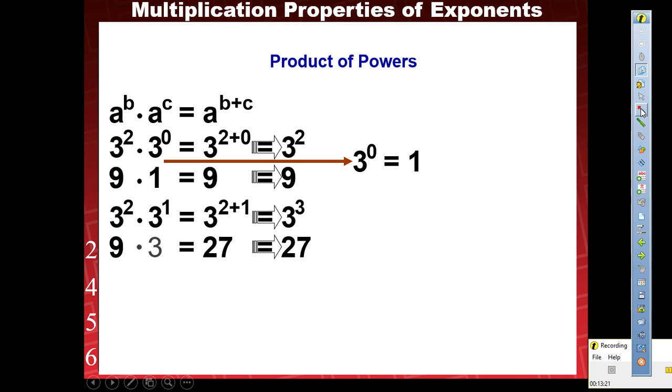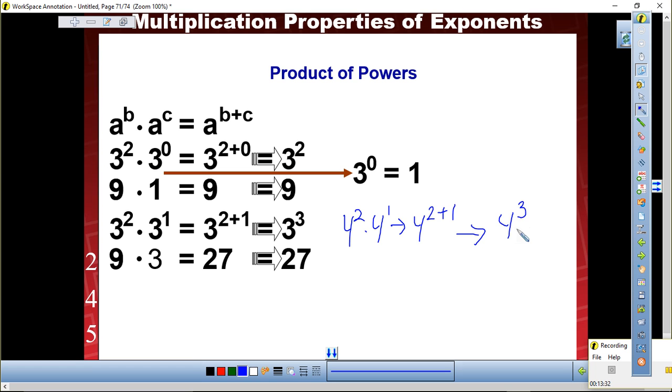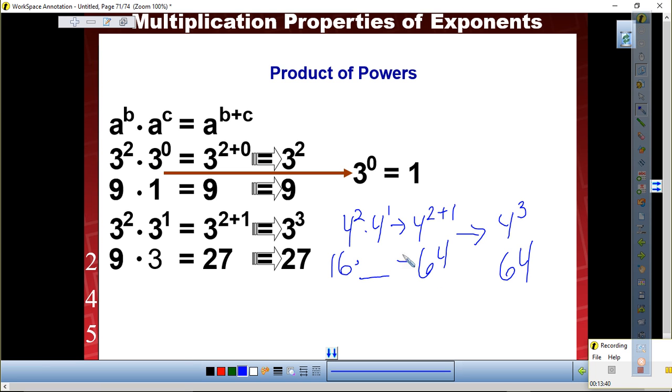Okay. Let me use a different number. 4 to the second times 4 to the first is 4 to the second plus 1, which is 4 to the third. 4 to the third is 4 times 4 times 4, which is 64. This is still 64, but this is 16. 16 times what gives me 64? And I can give you several examples of those, but if we can generalize the idea, tell your neighbor what will be the general idea.